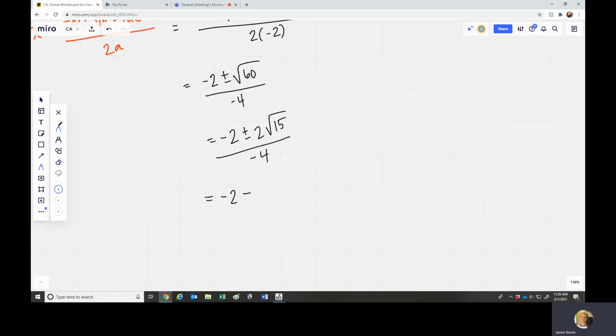Negative 2 plus, excuse me, I'm supposed to be factoring out 2. Negative 1 plus or minus the square root of 15. You don't have to write the 1 on the square root of 15, it's just understood to be there. All over negative 4. And the reason I wanted to factor out that 2 is because I could reduce it with the denominator. So 2 over negative 4 reduces to just 1 over negative 2. So that would reduce to 1 times negative 1 plus or minus the square root of 15. So I don't need to write the 1 out front.